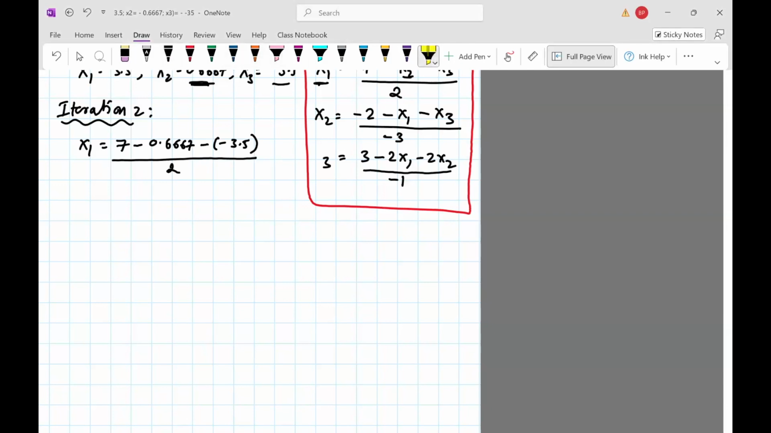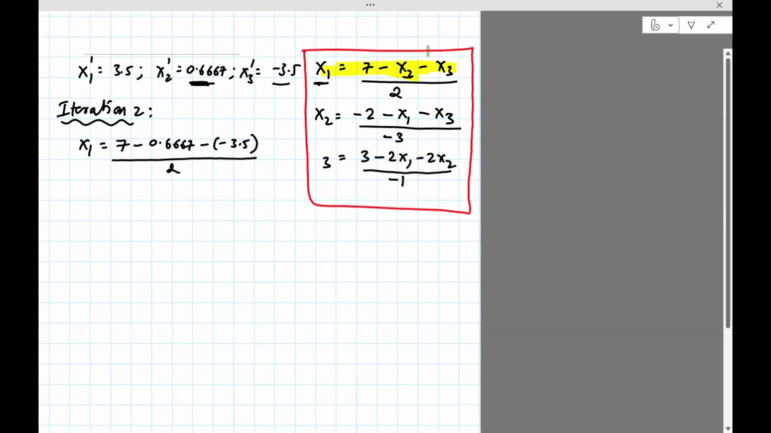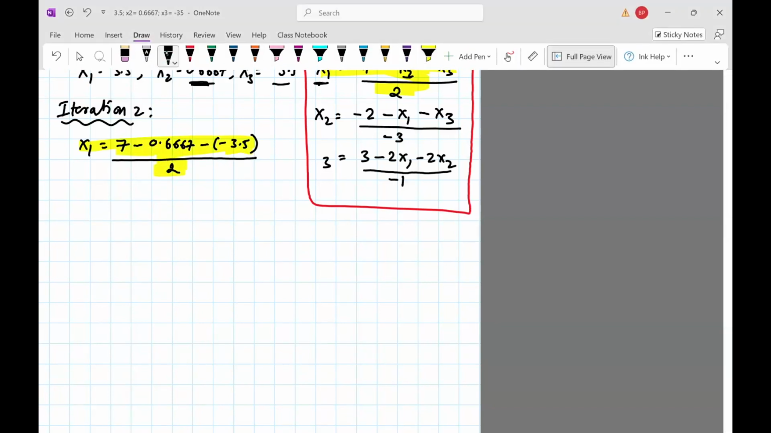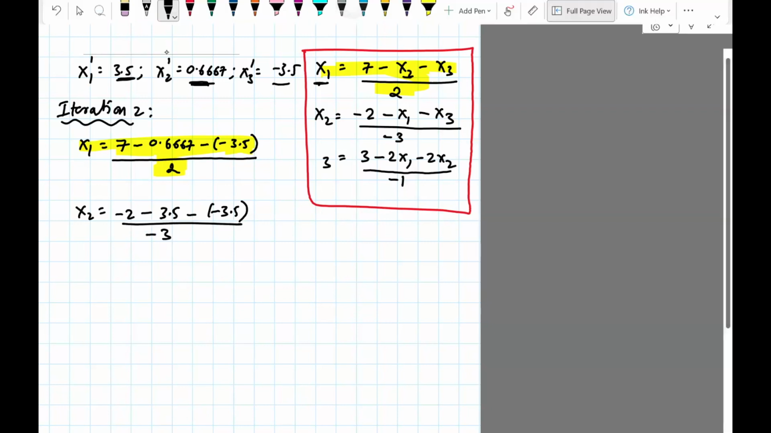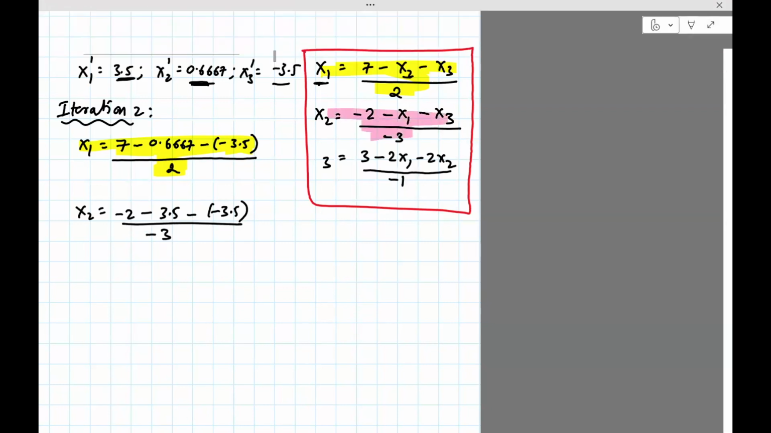Okay, so this equation was used to get this. For x2, let's look at the second equation. It's -2 minus x1. Remember, you need to use these values. 3.5 minus 3.5 divided by minus 3. So this equation along with this one, I think I made a mistake here.